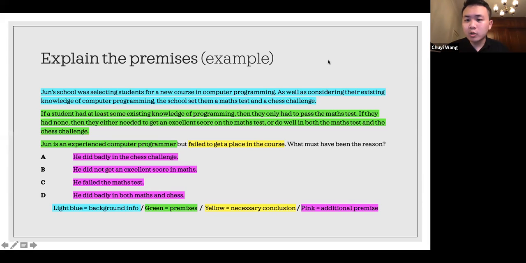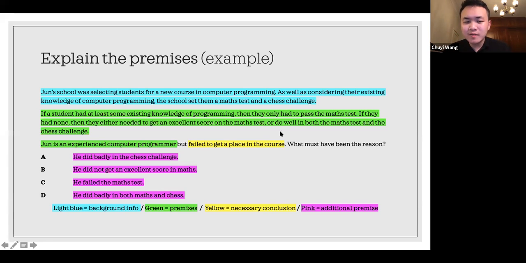So let's have a look. Option A, he did badly in the chess challenge. Well, this doesn't seem relevant. Why? Because we know Jun is an experienced computer programmer, which means he doesn't have to do the chess challenge. Let's look at the first sentence of the premises again. If a student had at least some existing knowledge of programming, they only had to pass the maths test. So Jun's not even doing a chess challenge at all. So clearly it can't be A.